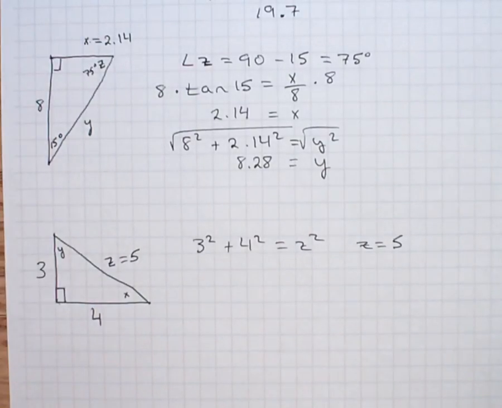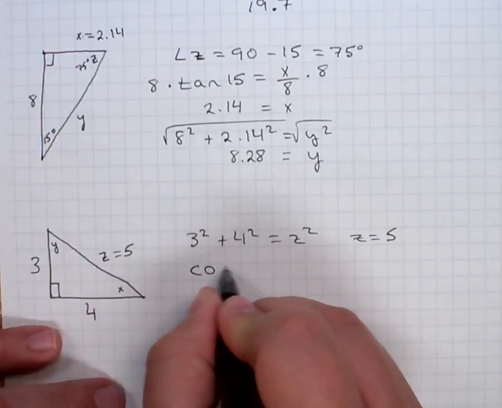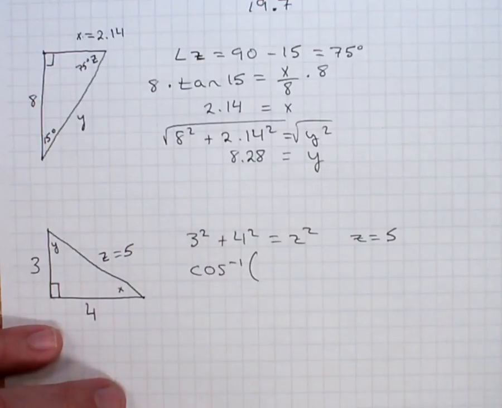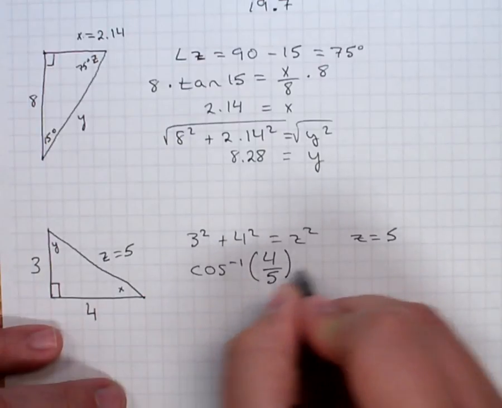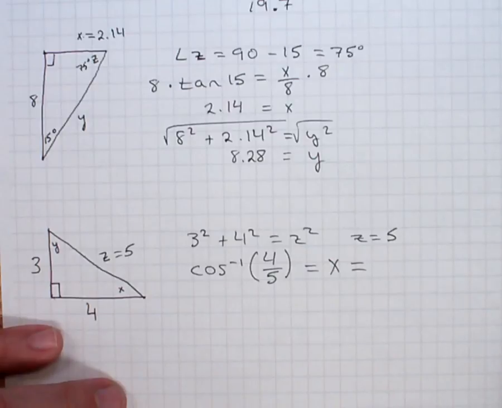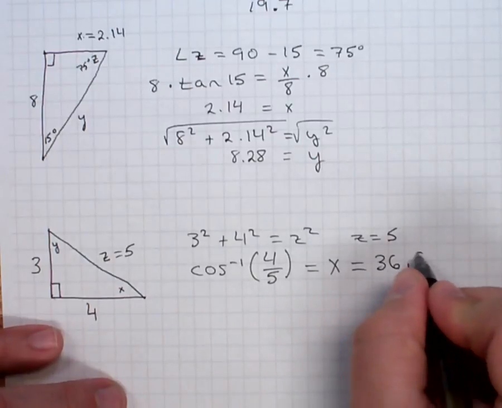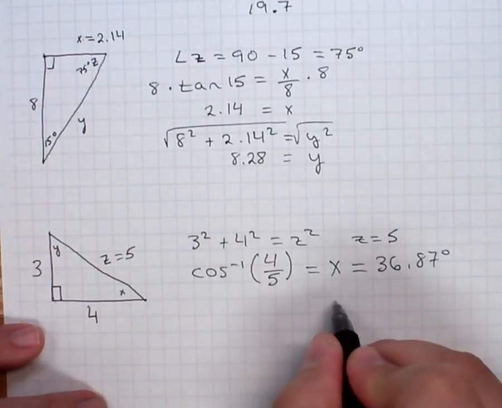Who can help me find an angle? Dakota? Just use the inverse cosine for x. Oh, inverse cosine? Okay. So cosine of, what's the ratio going to be? 4 over 5. That'll give me x, and that is what? Okay. And then y now?